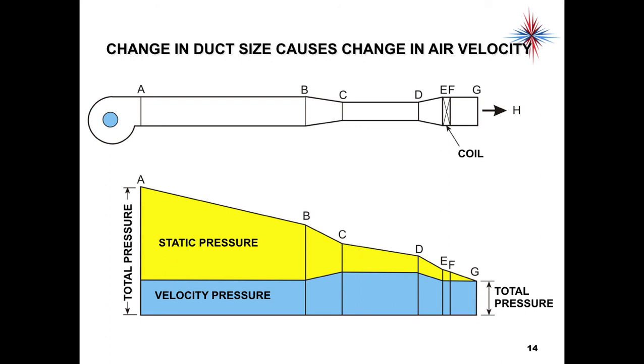Now, when I go from D to E, I'm increasing the duct size. So I am going to again lose velocity pressure because when I increase the size of ductwork with the same amount of air, it now moves slower. E to F, I'm going to lose static pressure because anytime I put something in the flow of air like a coil, I'm going to have a dynamic pressure change. I'm going to have pressure loss. And then as we go from F to G, I'm going to decrease static pressure because it's at the end of the run and it's blowing into a wide open area.